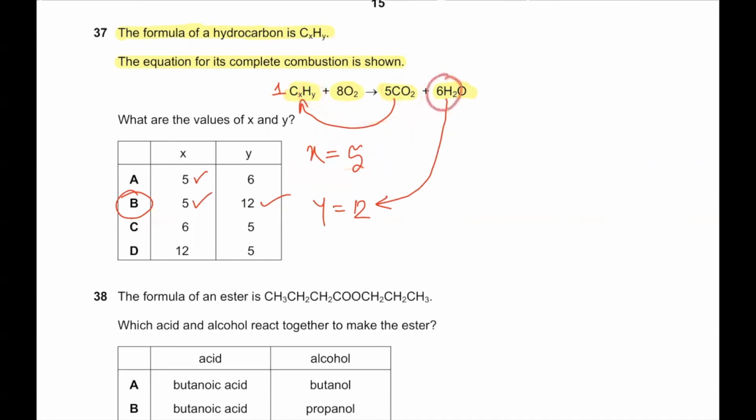So we can see 6 into 2, 12. That means Y is equal to 12. So B is the correct answer.